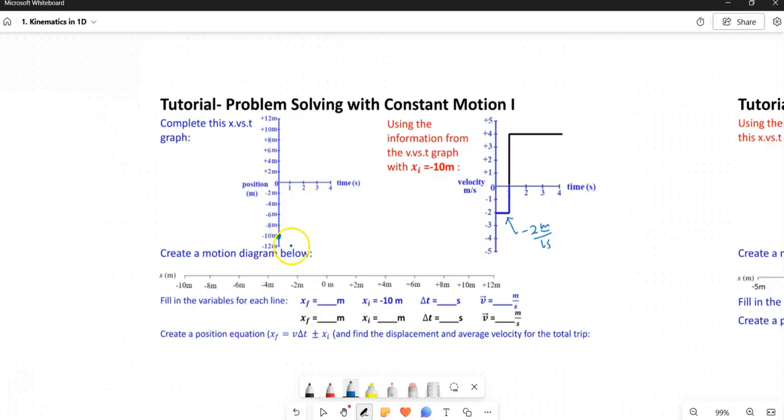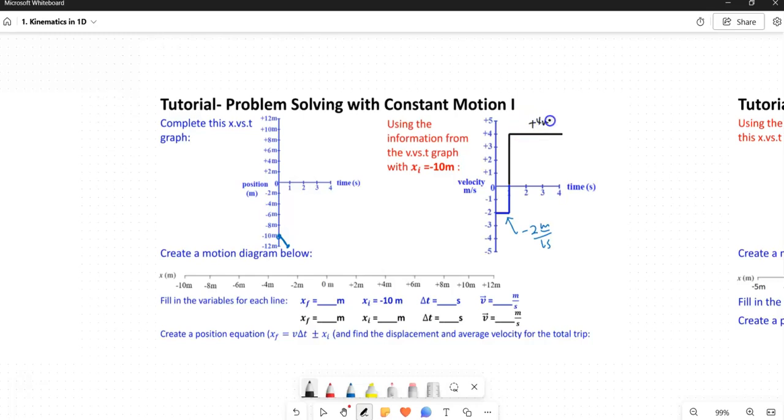So it's probably going to end up right here at the -12 meters mark. That's going to be its final position, because starting here, it's going to travel to the left, so it's going to end at the 1 second mark at -12, because that's 2 meters to the left of -10. Okay, and then it looks like something happens, and now it's traveling +4 meters per second.